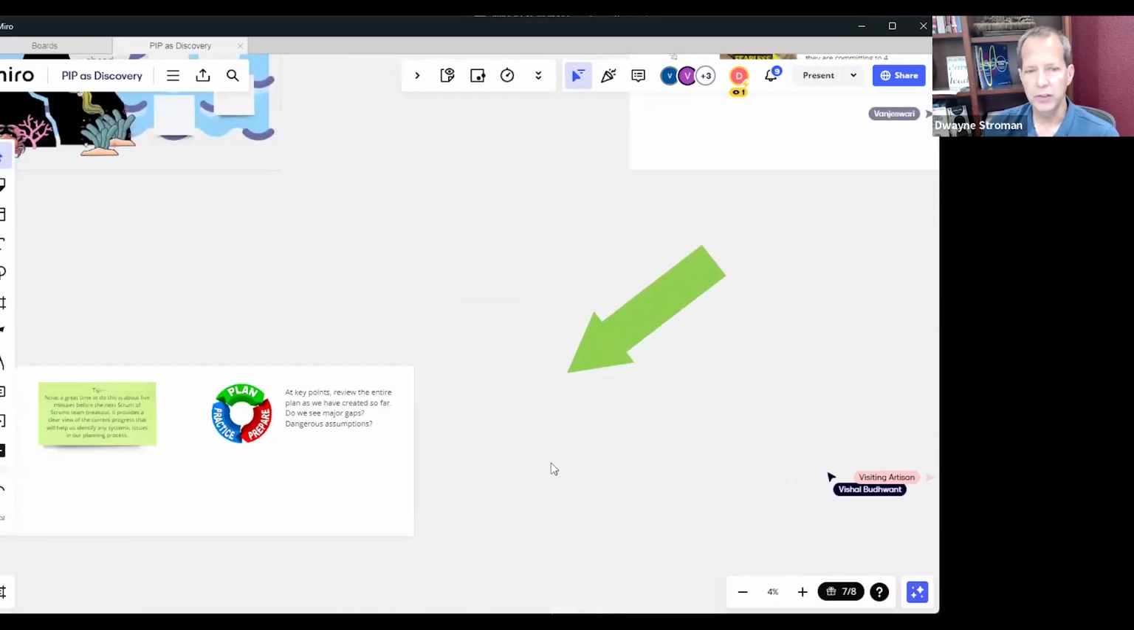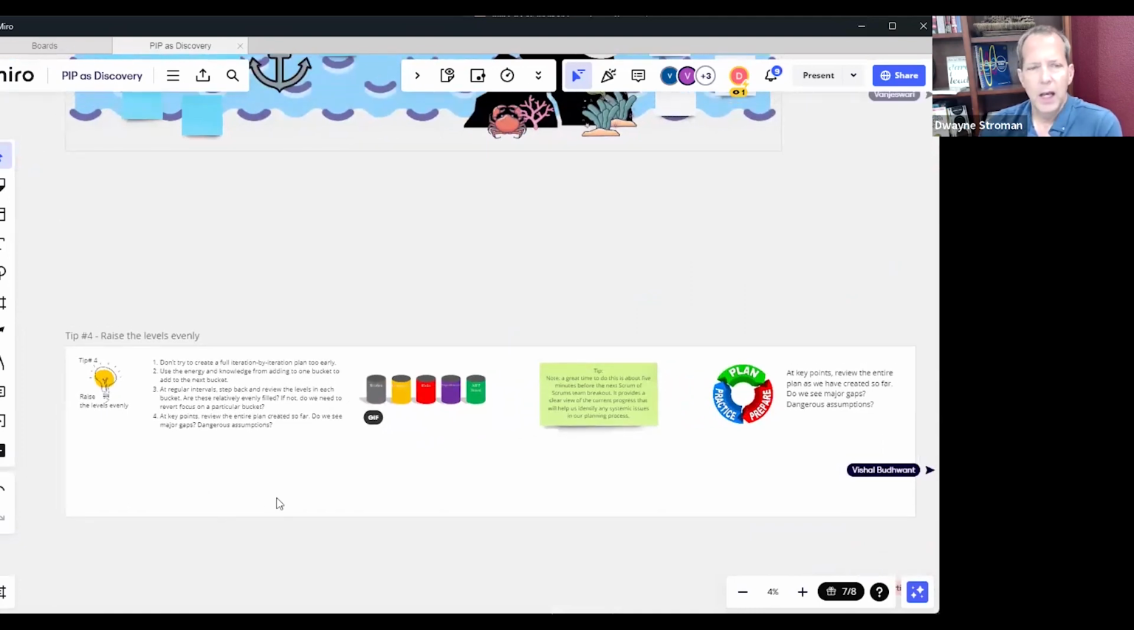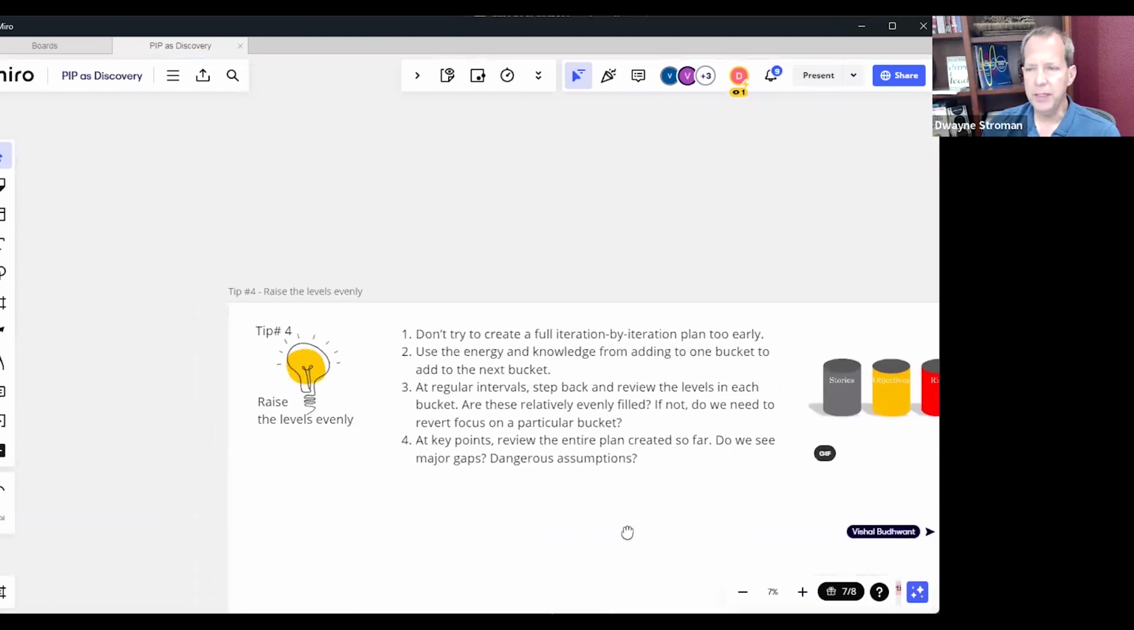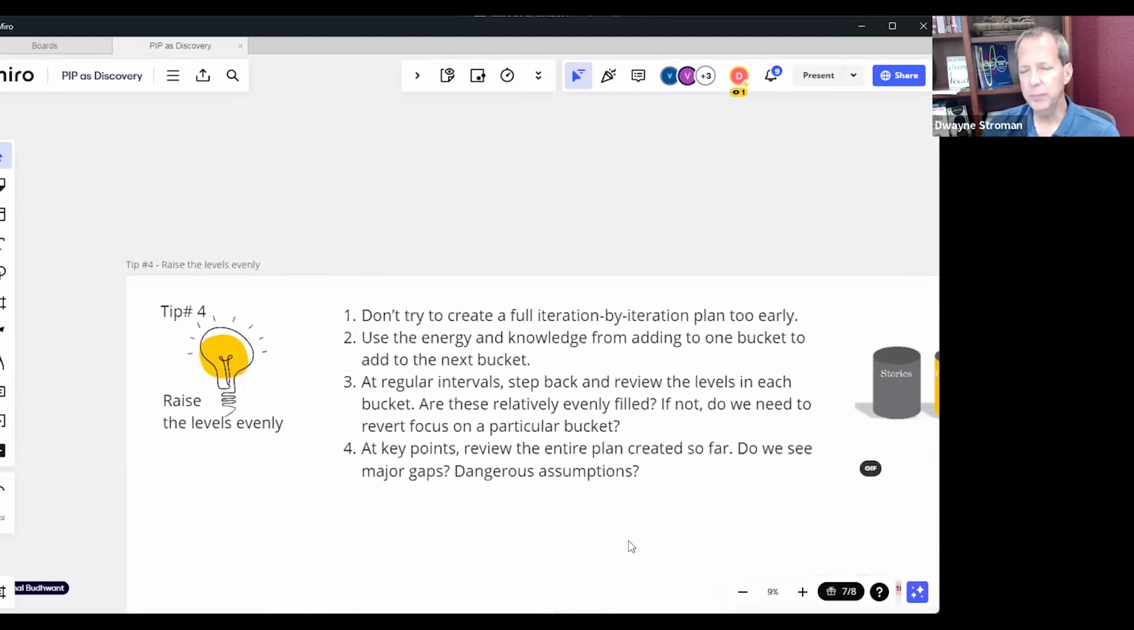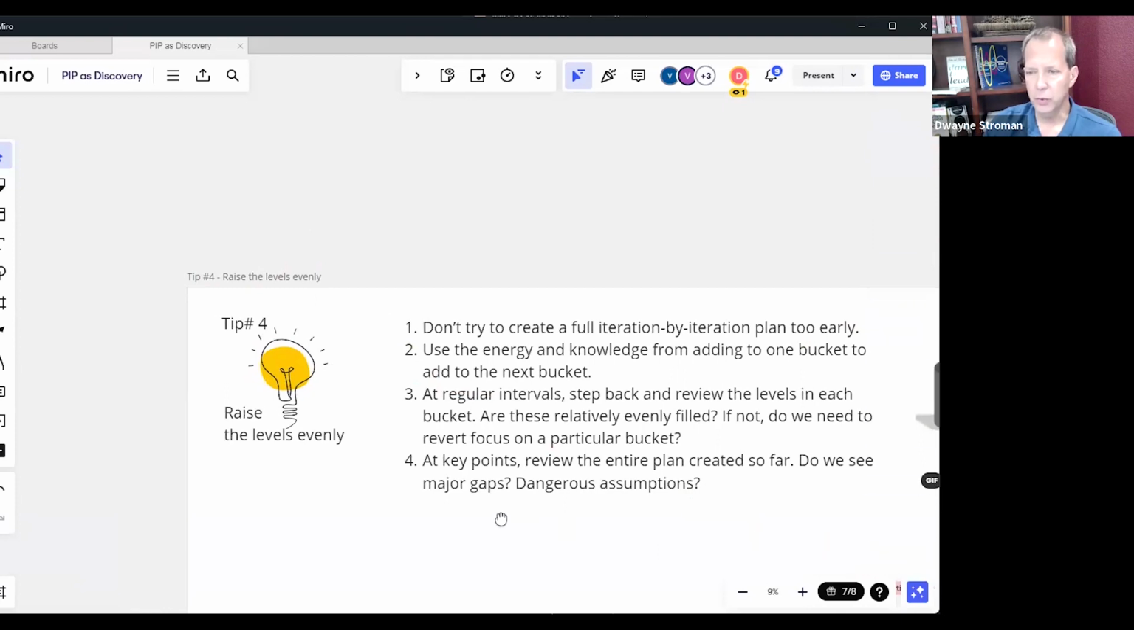Okay, if there are no questions, let's continue on to tip number 4. This one takes a bit to understand, but it's really powerful when used correctly. And I call it raise the levels evenly. In this one, what we're trying to do is say, don't focus on one area, complete it, and then go to the next and the next. And instead, what we want to do is do high level, a little bit here, a little here, a little here, a little here. And I'll show you this graphic.